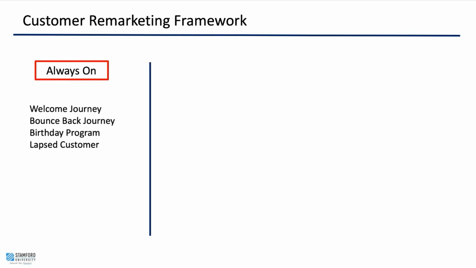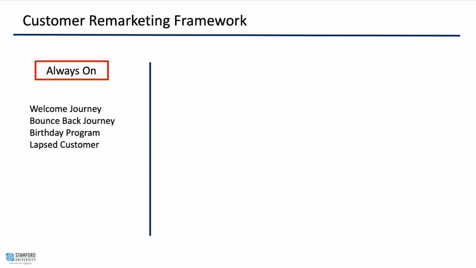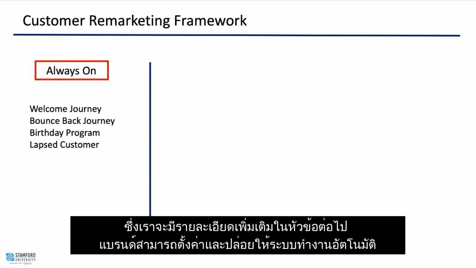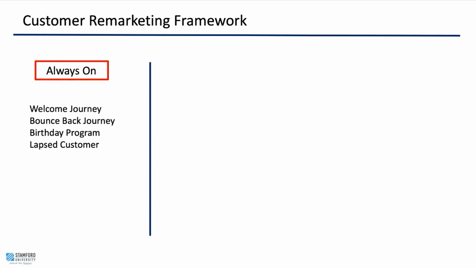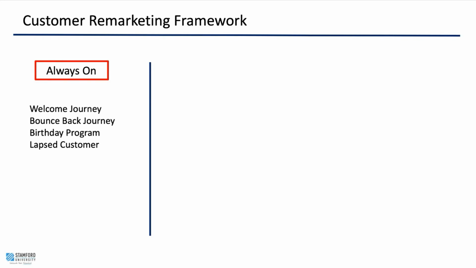Number 1, always-on strategy. So an always-on strategy is defined as marketing journeys that you can automate and will continually run throughout the year. Through the use of marketing automation technology, which we're going to review in the next module, a brand can set up these types of journeys and just leave them running, always on. This includes a welcome journey, bounce back journey, birthday program, lapsed customer, and I'll explain these more in the coming slides.